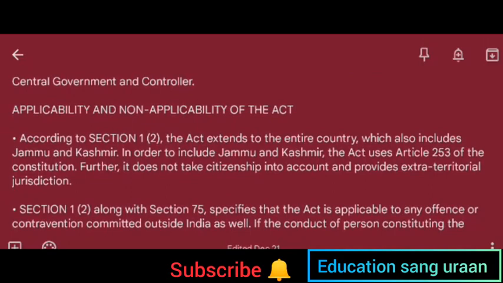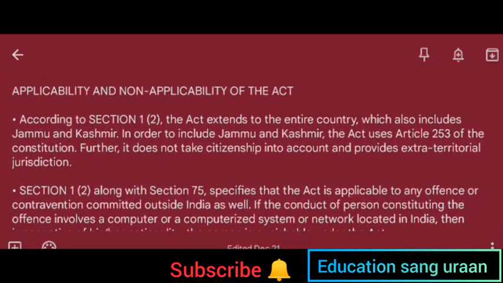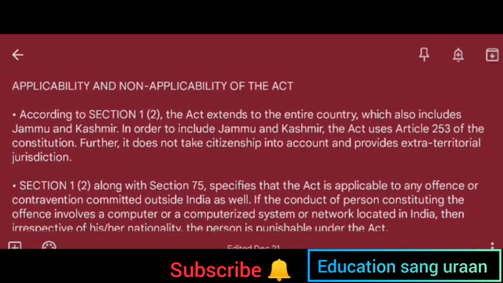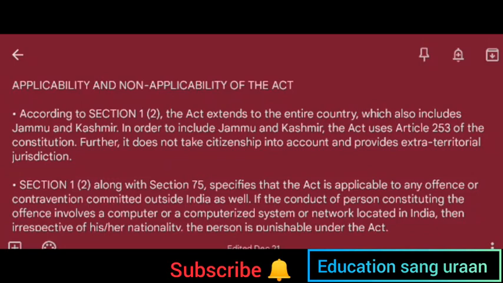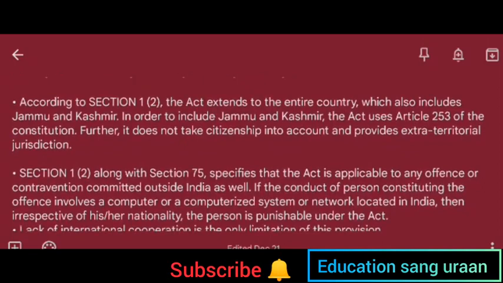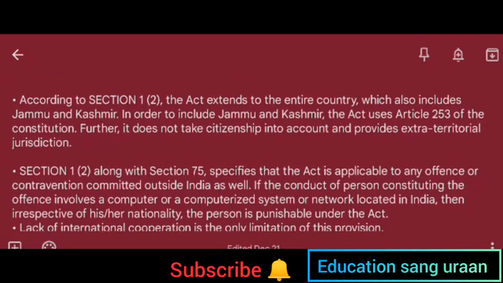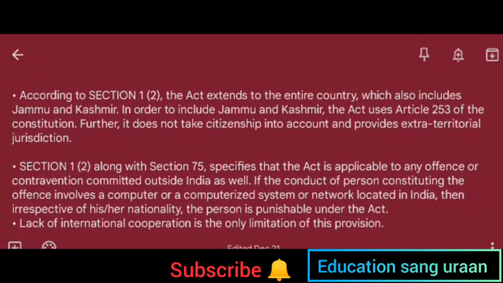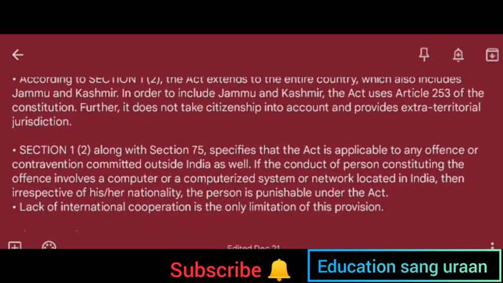Applicability and non-applicability of the Act. According to Section 1, Part 2, the Act extends to the entire country, which also includes Jammu and Kashmir. In order to include Jammu and Kashmir, the Act uses Article 253 of the Constitution. Further, it does not take citizenship into account and provides extraterritorial jurisdiction.